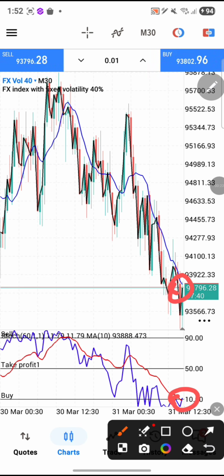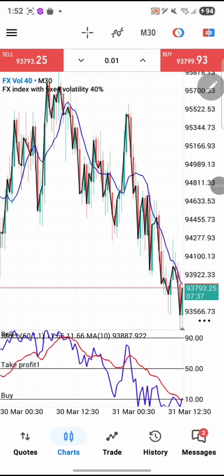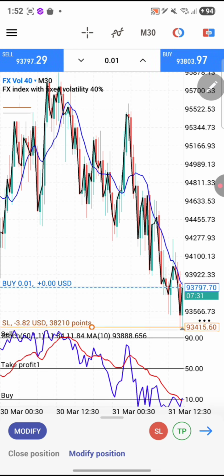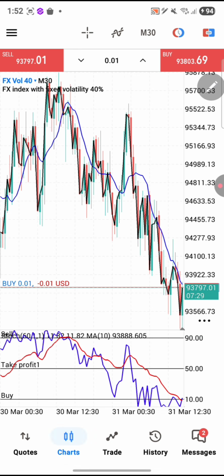Also guys, as you can see, I am clearly not even using price action at all. I am just using the indicator strategy. Let's see what the indicator alone can do for us. And there you have it, guys.